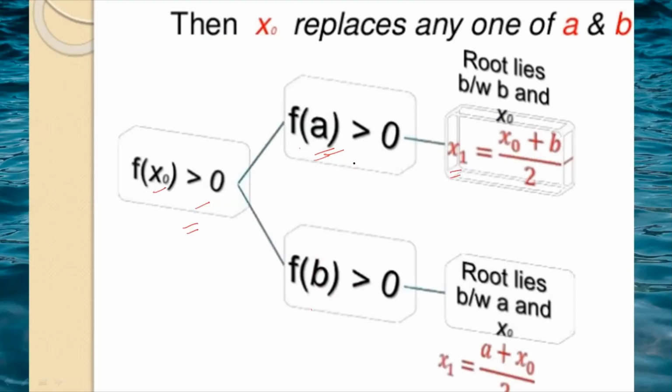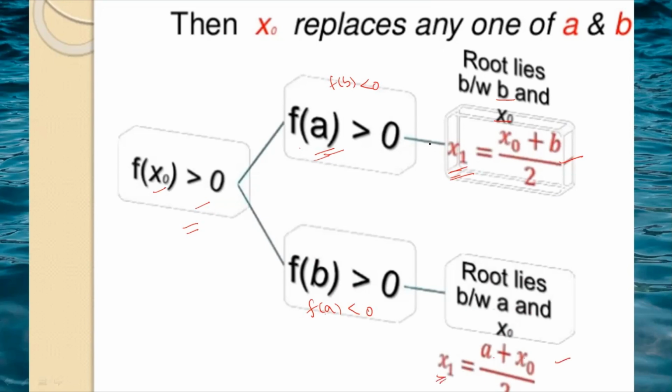Be careful. If f of a is greater than 0, and f of x naught is already greater than 0, the root always lies between less than 0 and greater than 0. So f of a greater than 0 means f of b is less than 0. So the root lies between b and x naught, and your x1 value is x naught plus b by 2. Suppose f of b is greater than 0. That means f of a is less than 0. The root lies between a and x naught. Then what should be your x1? a plus x naught by 2.